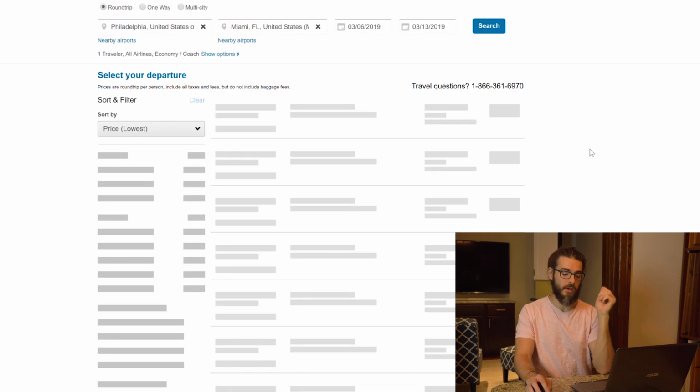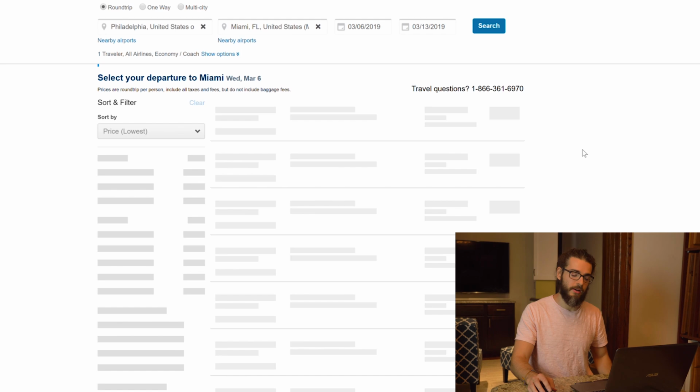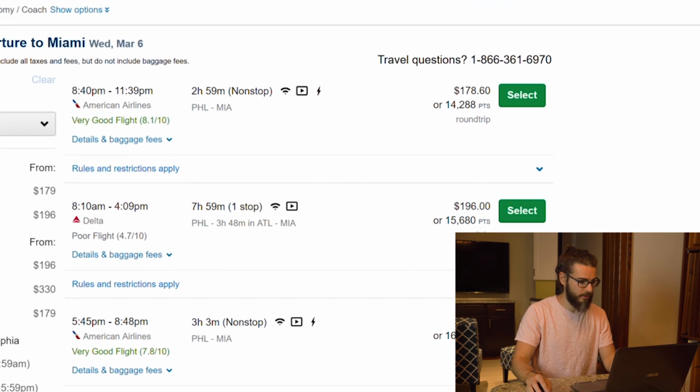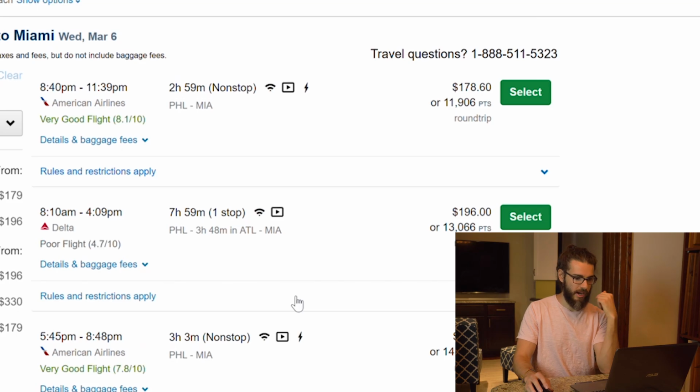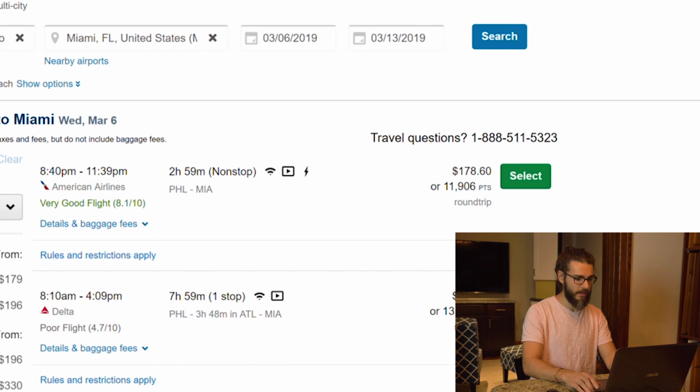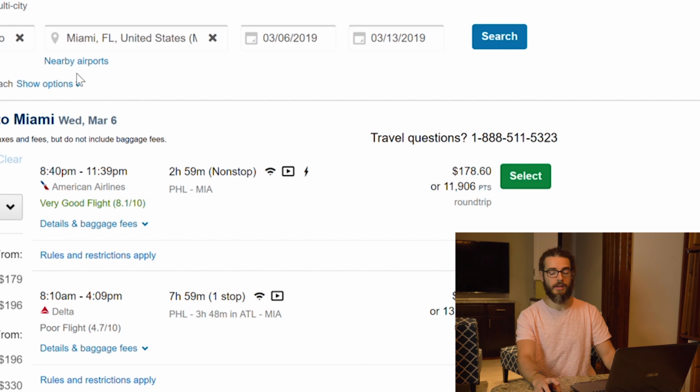By the way, the portal is powered by Expedia, so you're going to find pretty much all the same prices you'd find on Expedia on here. There was a change that happened not too long ago. I don't know what is going on, it's getting stuck. It's all working, there's just something weird going on. So $178.60 divided by the number of points it's going to cost for the flight, 11,906, and we have a redemption rate of 1.5 cents per point.